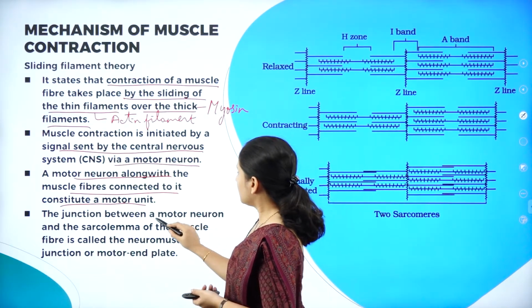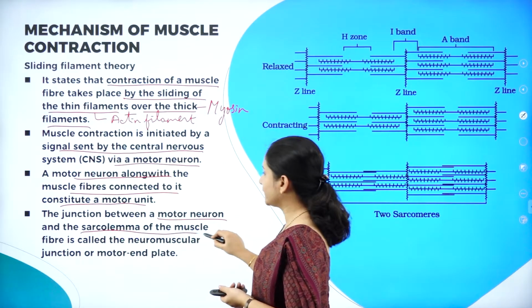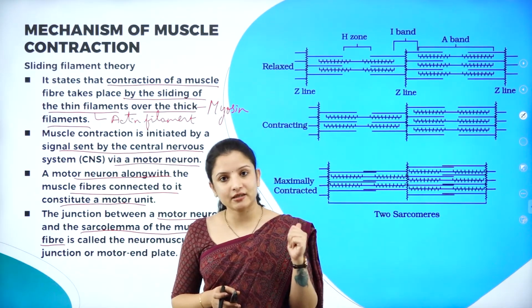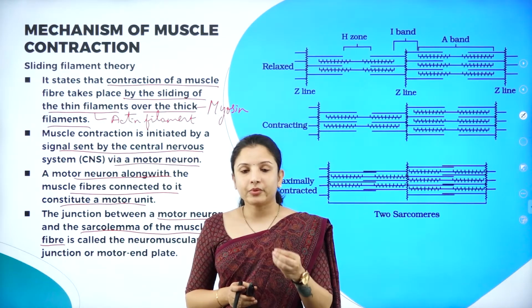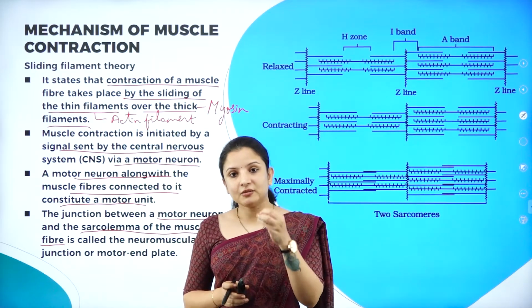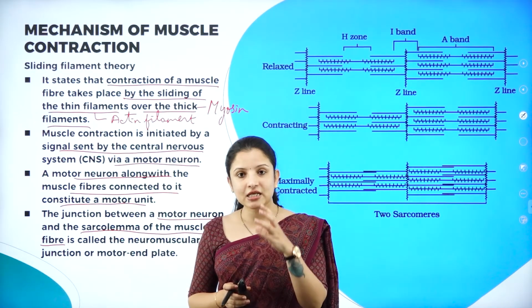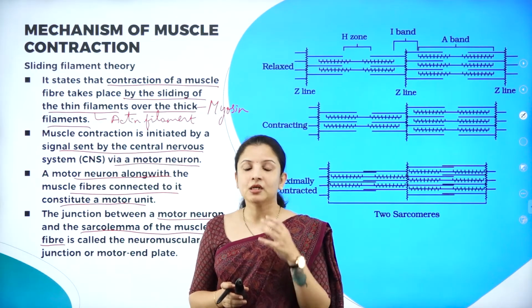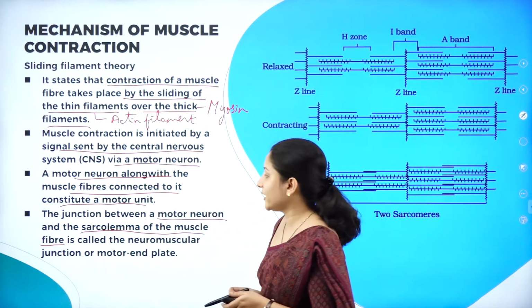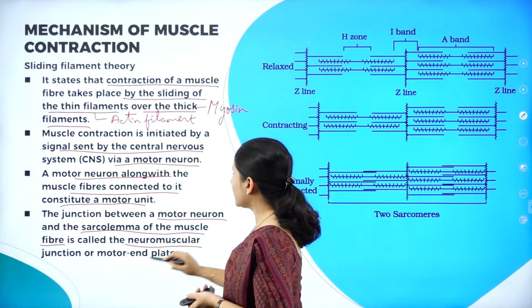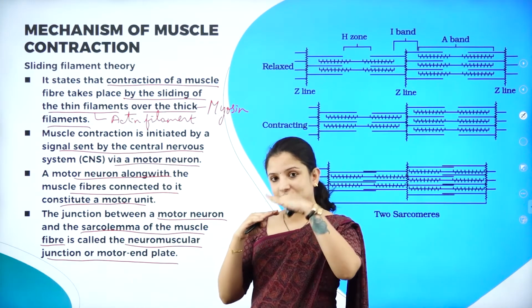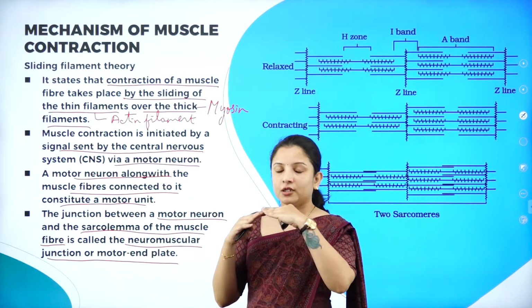So the junction between a motor neuron and the sarcolemma of the muscle fiber. What is the sarcolemma of the muscle fiber? Again, we studied this in the previous session, right? It is nothing but the covering or the membrane that covers the muscle fibers. We studied that muscle bundles are called fascicles, and each fascicle is made up of muscle fibers, so each single muscle fiber is covered by a membrane called the sarcolemma. All these we studied, and the junction between the sarcolemma and the motor neuron is called the neuromuscular junction or the motor end plate. So what is there?